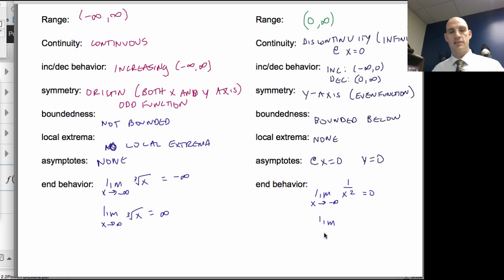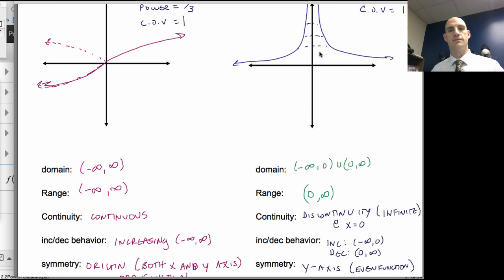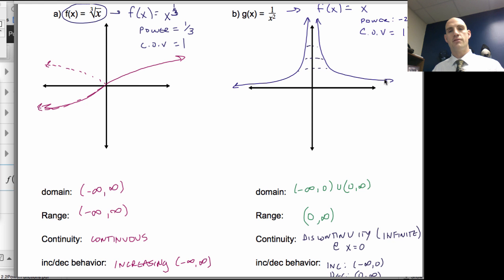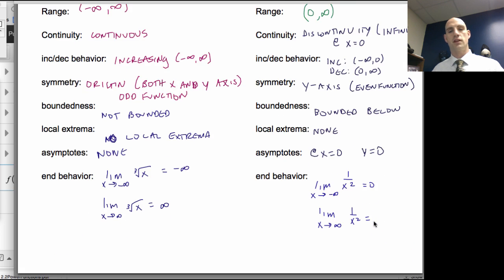Now let's talk about the other end. The limit as x goes to infinity of 1 over x squared is equal to, let's analyze this graph. As it marches into infinity, where does it go? It's going towards 0. So the limit is the same on both ends. It's going toward 0. So that's graphing and analyzing a function.